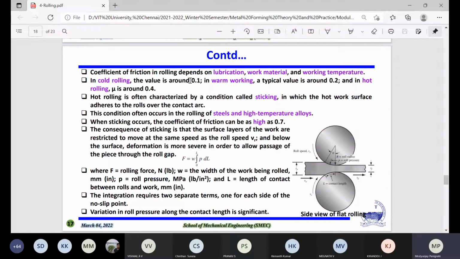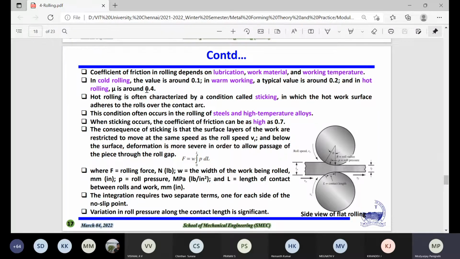Next, what are the parameters when we are talking about friction? The coefficient of friction in rolling depends upon the lubrication, the work material, and the working temperature, the same three things we discussed in forging. In cold rolling, you have to consider a value of around 0.1; in warm working, 0.2; and in hot rolling, 0.4.